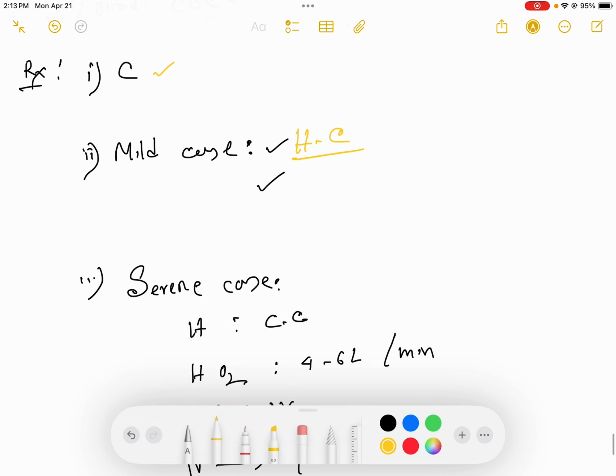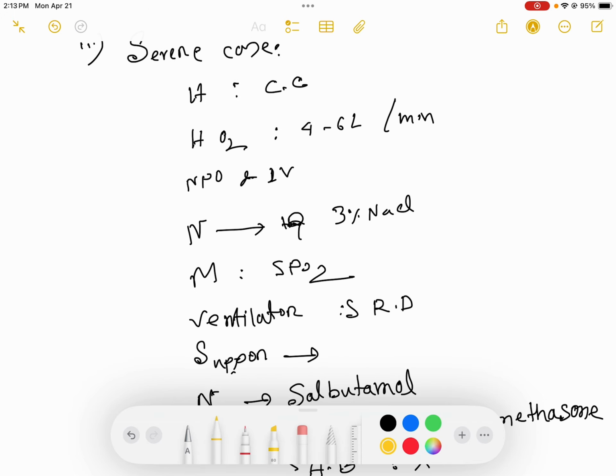Mild case: home care, head up position, normal feeding, cleaning nose with normal saline drops, breathing with lukewarm water. Referral knowledge in severe case: hospitalization. Indications: central cyanosis, not able to drink, restlessness, severe chest indrawing, grunting. Humidified oxygen therapy 4 to 6 liters per minute. Keep the baby NPO and appropriate IV fluid.